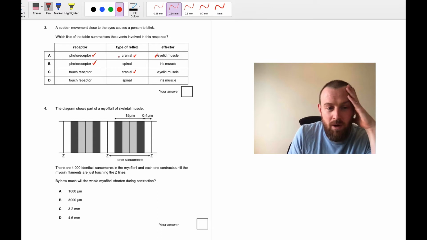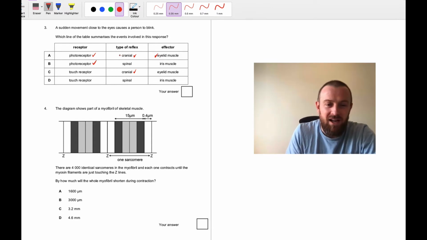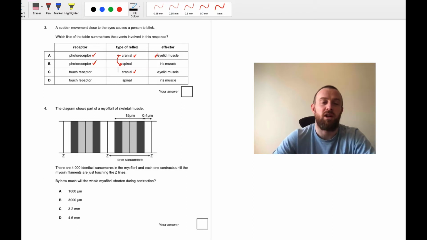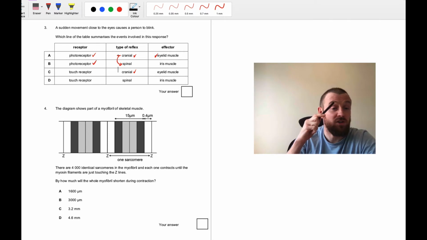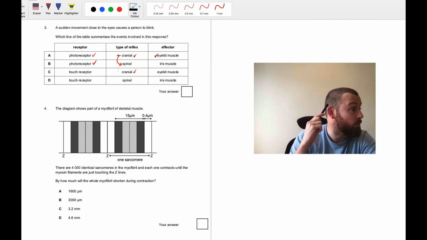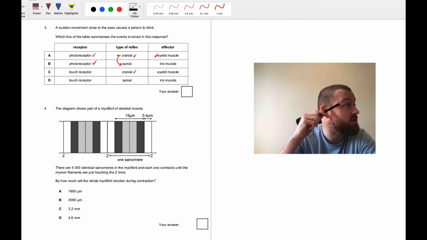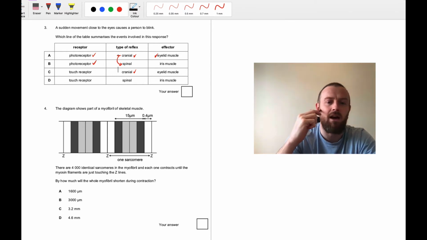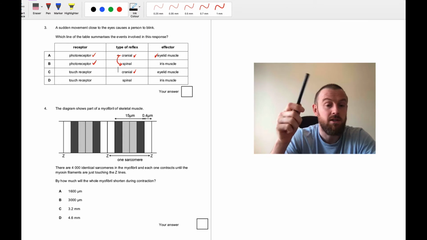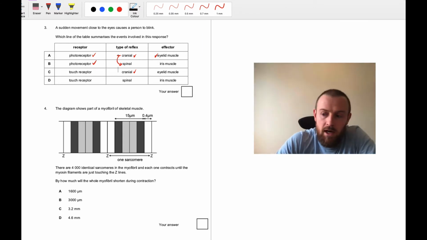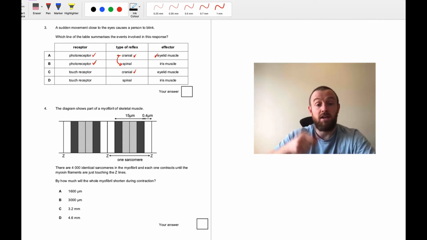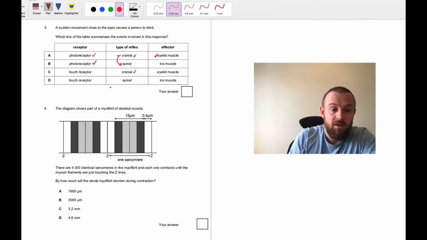Probably the trickiest part of that is the cranial versus spinal reflex. Which one is it? A cranial reflex doesn't involve the spinal cord. So cranial reflex just goes into a part of the brain, I forget which part, I think it's the pons, and then loops back down to the eyelid muscle, which closes. Whereas a spinal reflex involves the spinal cord, and that would be something like when you get hit on the knee and your leg flicks up like that. So that's A.